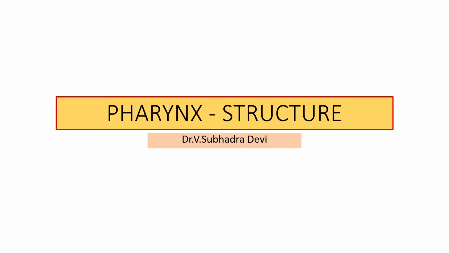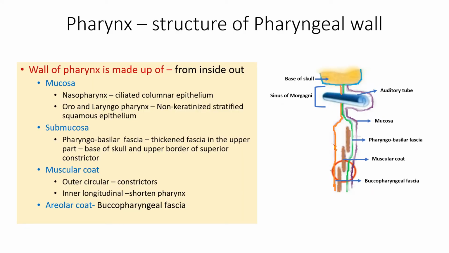Students, after learning about the three components of the pharynx, that is nasopharynx, oropharynx and laryngopharynx, let us discuss the structure of the pharynx. The wall of the pharynx is made up of 4 layers. These 4 layers, starting from the lumen to the outside, are the mucosa, submucosa, muscular coat and outermost areolar coat.